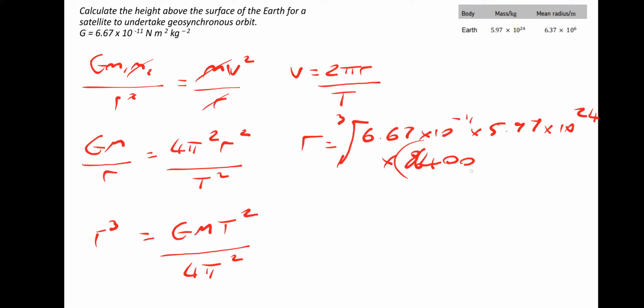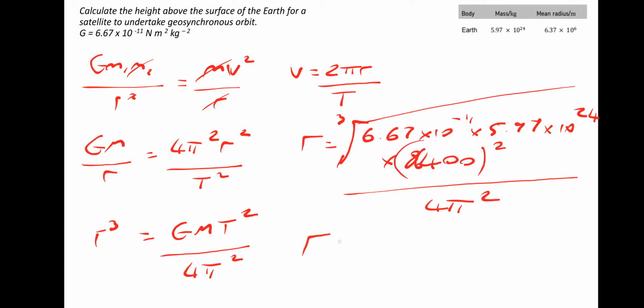86,400 seconds. And remember, we need to square that, and then divide that by 4 pi squared. Remember to do the cube root. And that'll give us the distance from the centre of the Earth. So that's the orbital radius. That's 4.2 times 10 to the 7 meters.